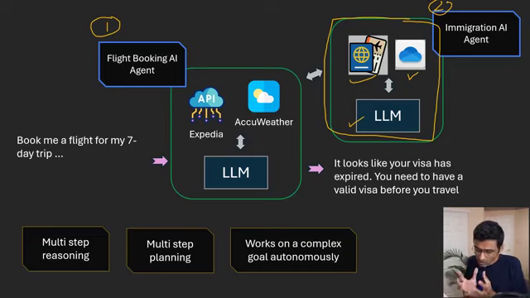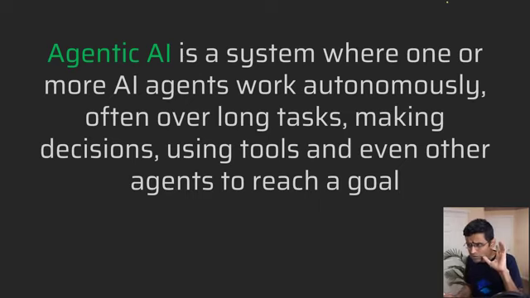Now there is some control you need to keep on these agents. You can't make them fully autonomous, you can't give them your bank password, so there is some level of control that needs to be given. So agentic AI is a system where one or more AI agents work autonomously, often over long, complex tasks, making decisions using tools and even other agents to reach a goal.